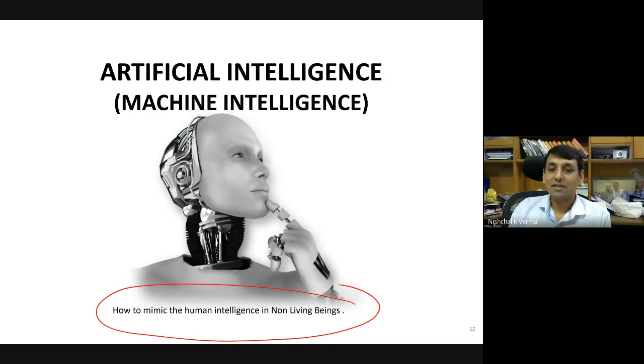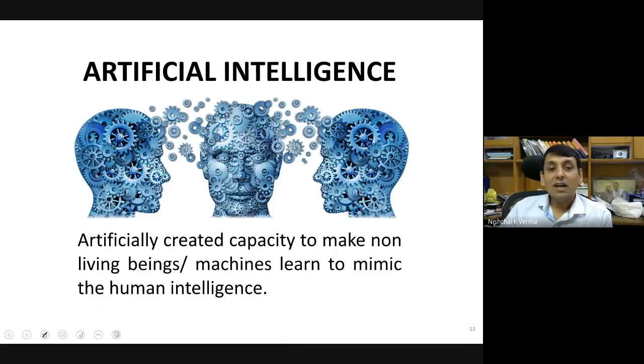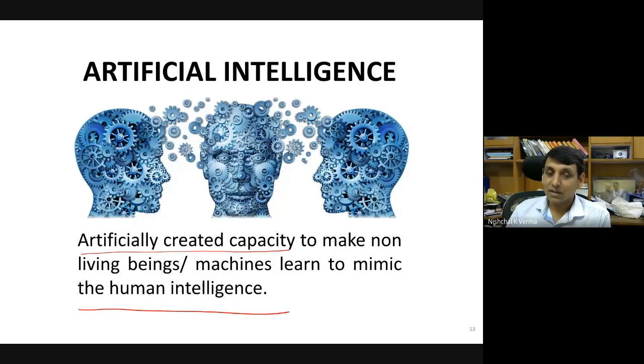artificially intelligent. Okay, so artificially created capacity, please understand here, artificially created capacity to make non-living beings or machines, right, learn to mimic the human intelligence. This is what is artificial intelligence. It is created artificially, right? And when we say artificially, then again, if we talk of the natural intelligence, it was the biological neuron which was helping us to gain the capacity of learning and thereby making us intelligent and to be called naturally intelligent, right?